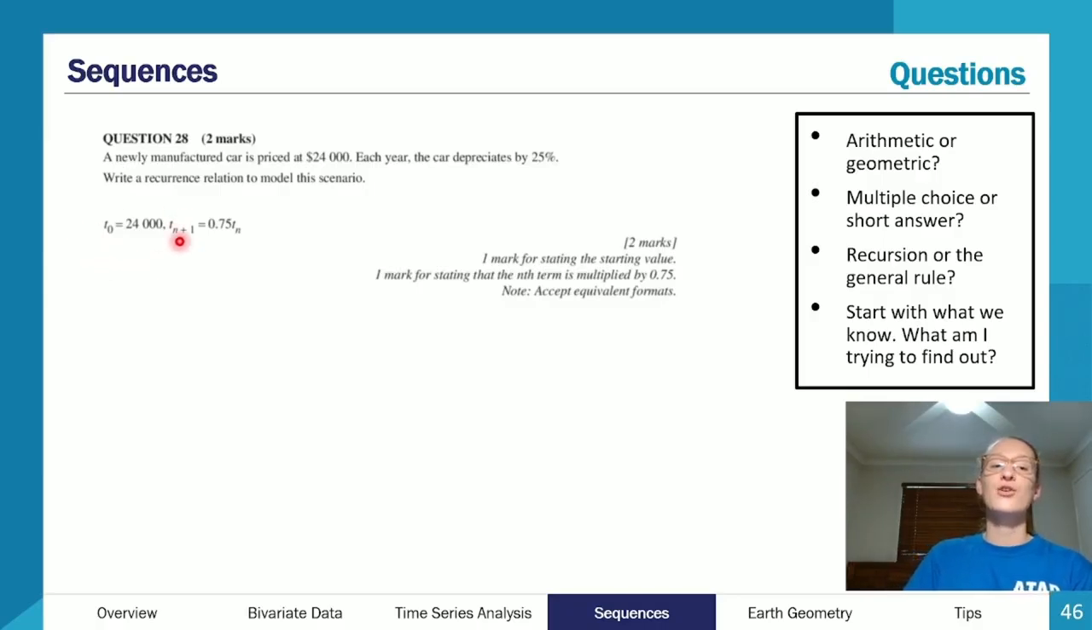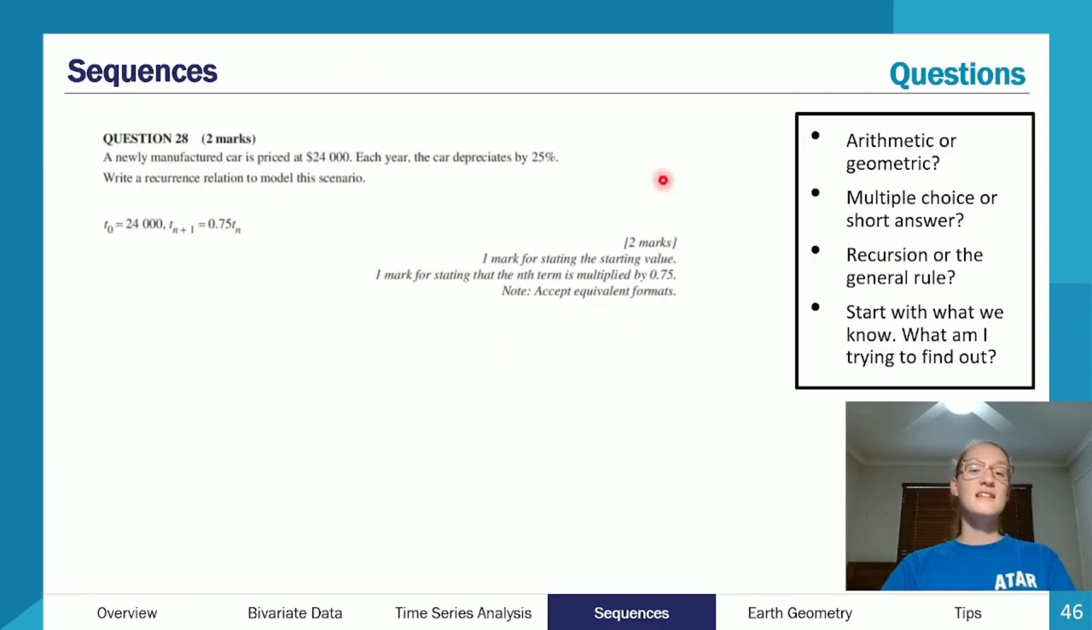And this is an interesting note here. I kind of alluded to this a bit earlier as well. Why am I saying T0 equals $24,000 when normally we start with T1? And that's because sometimes, this is where it gets quite tricky, sometimes in word equations, depending on what we've defined our variables as, we actually start with T0.